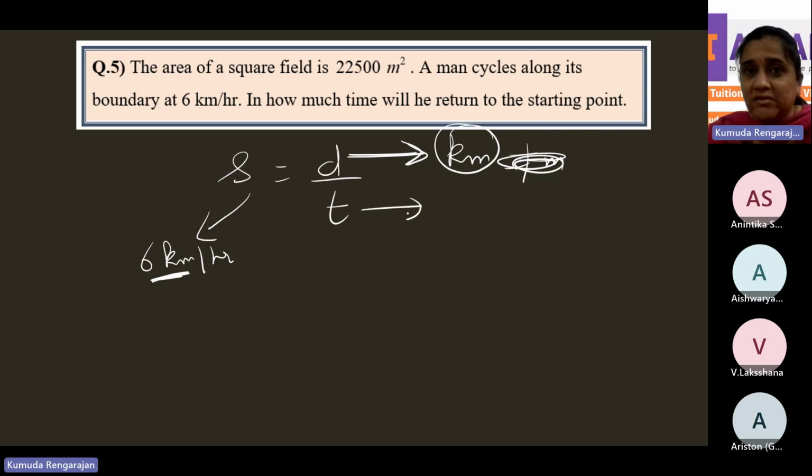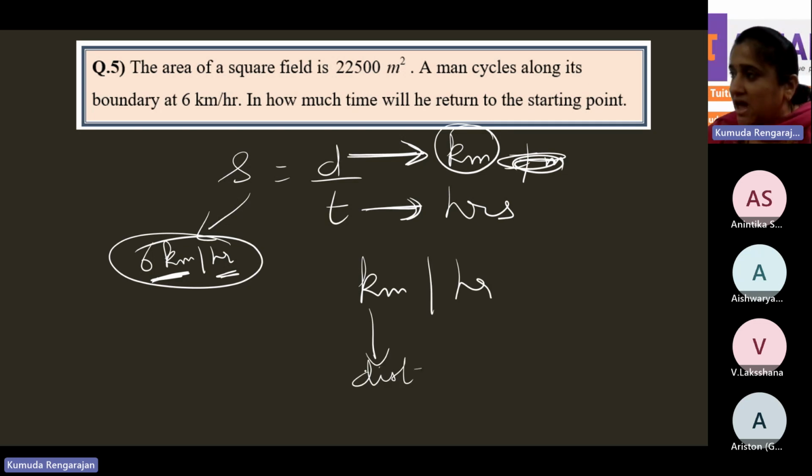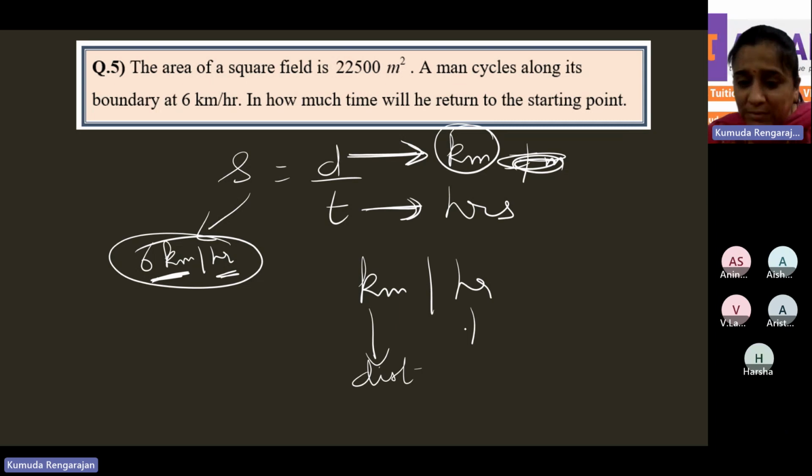And the answer which you'll get for time, when you substitute speed and distance, will by default be in hours. We can't put our convenient unit. We can't simply say 6 seconds or 6 minutes. No, it's 6 hours only. Whatever answer you get, you cannot fix seconds or minutes to it. The default unit is hours because the speed is in kilometers per hour. So since the speed is in kilometers, distance is substituted in kilometers, and the answer for time will be in hours.